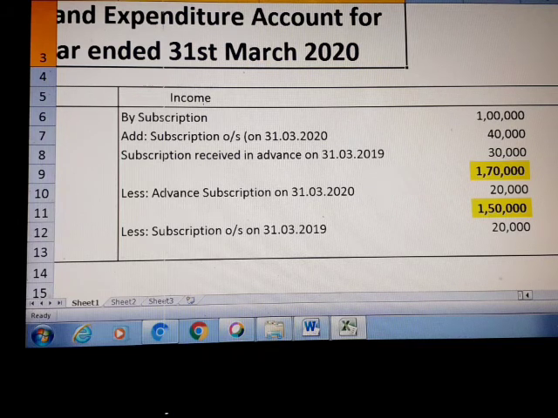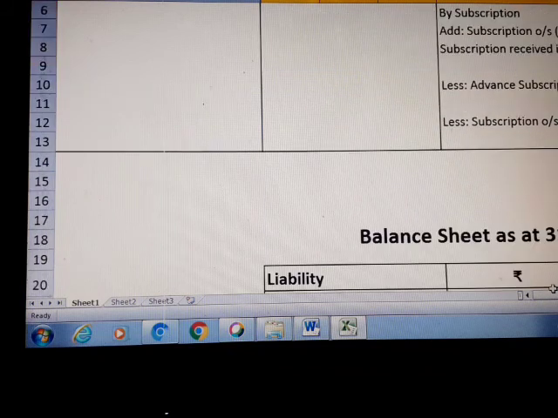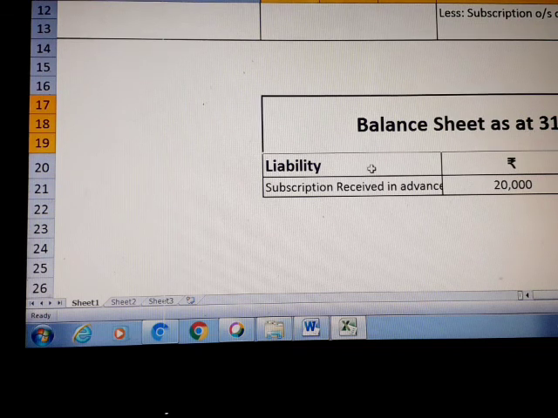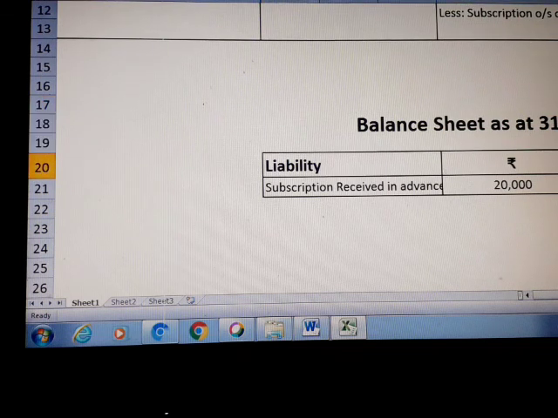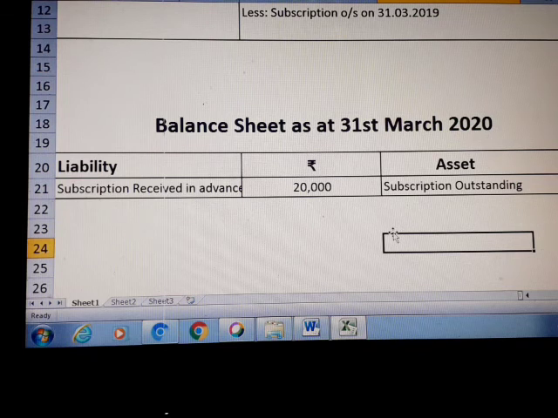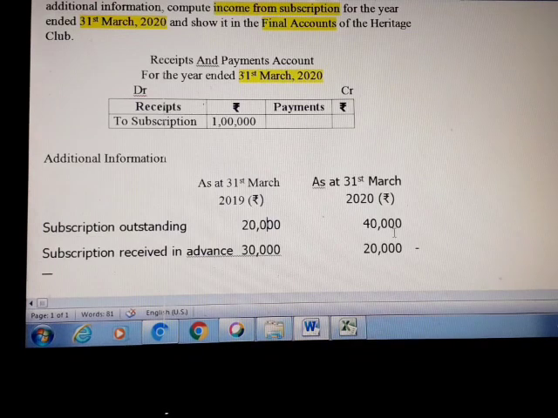Now let's go ahead with the balance sheet concept. Here balance sheet I have to prepare it. Balance sheet is what? It is a liability and assets, a combination of both. And in non-profit organization we will prepare balance sheet with liability on the left hand side and assets on the right hand side. So the ultimate items which will come in my balance sheets are only these as items, that is the adjustments, additional information.